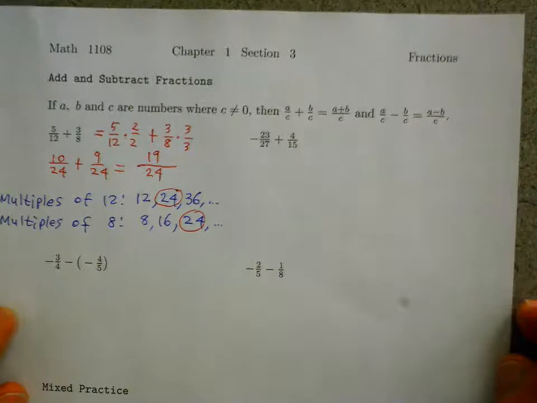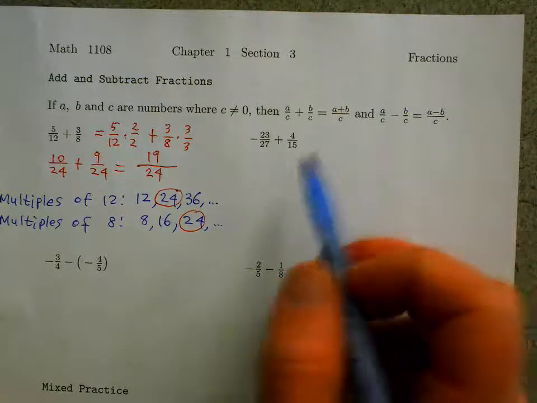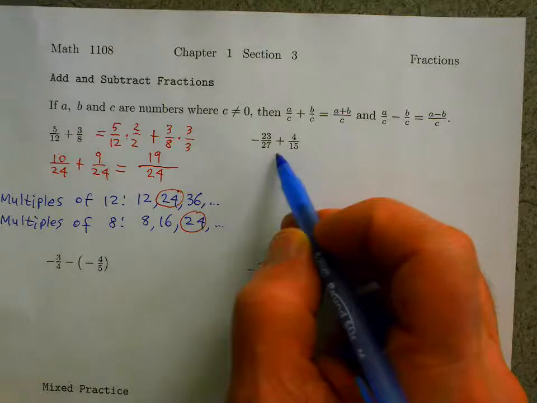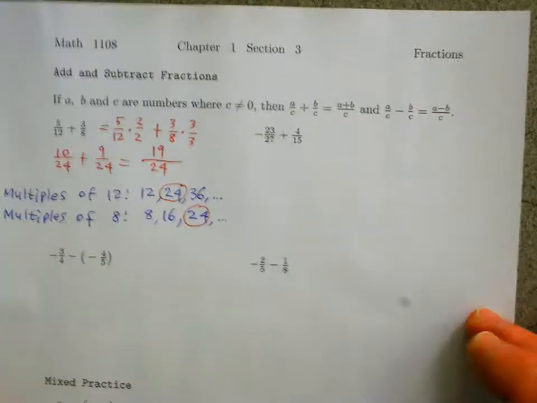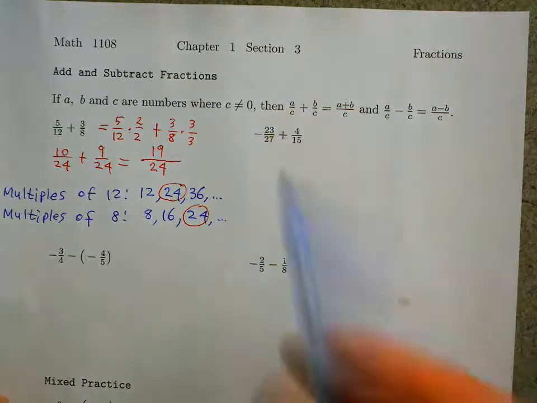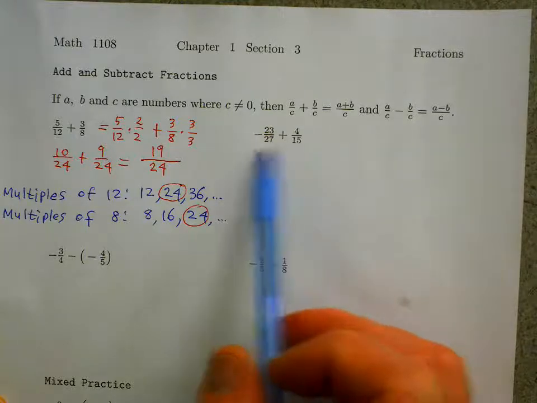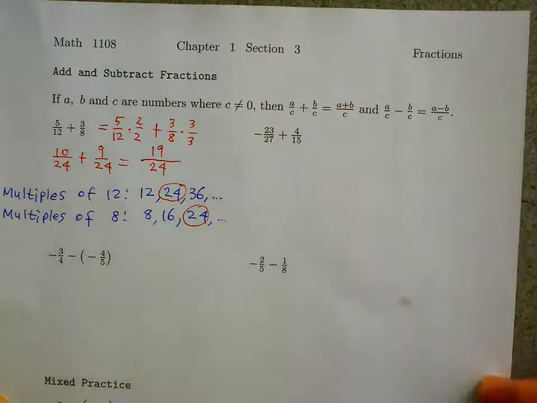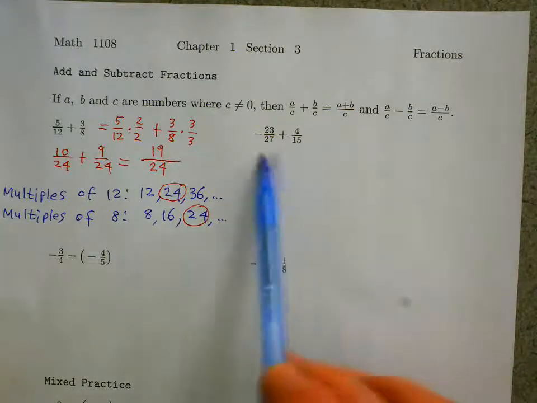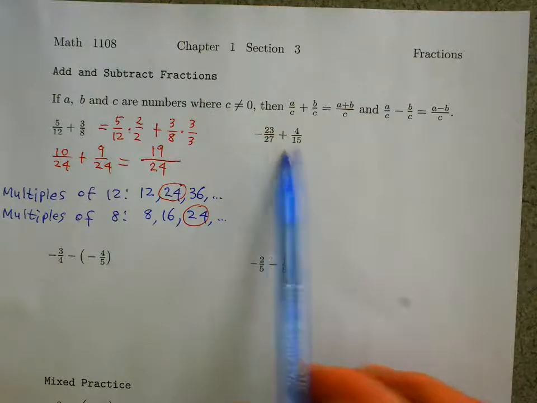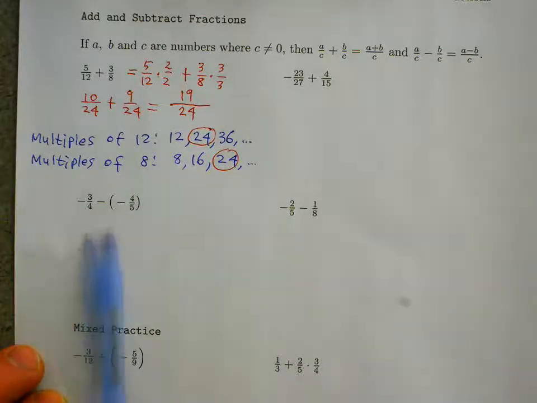Okay, let's do one more. Negative 23 over 27 plus 4 over 15. Since we're running low on time, I'll bypass this one for now. This is something you could work on for practice, for homework. But let's look at this next problem down here on the left.